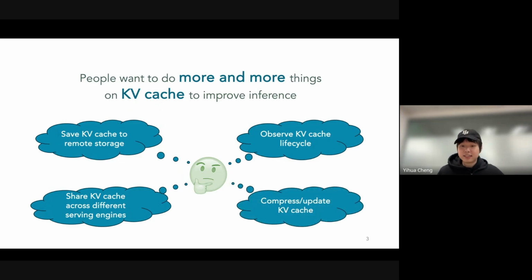And finally, there's a lot of more research-y topics. For example, KV cache compression. You know, probably everyone knows that TurboQuant has become super hot since last week, and many people are getting to know, okay, probably we can do more on updating the KV cache to make inference better.